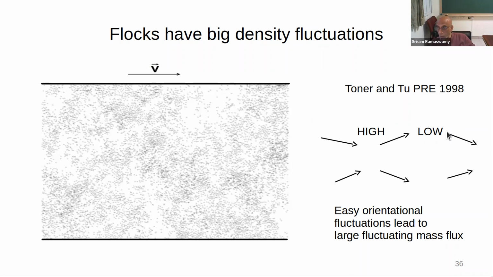A long wavelength orientation fluctuation means a long wavelength fluctuation in the particle current. So in this region, you've got a component of the current going inward. In this region, you've got a component of the current going outward. Just resolve these arrows with respect to this direction. So you'll get high density, low density, high density, on a very, very big scale. Easy orientation fluctuations lead to huge fluctuating mass flux.